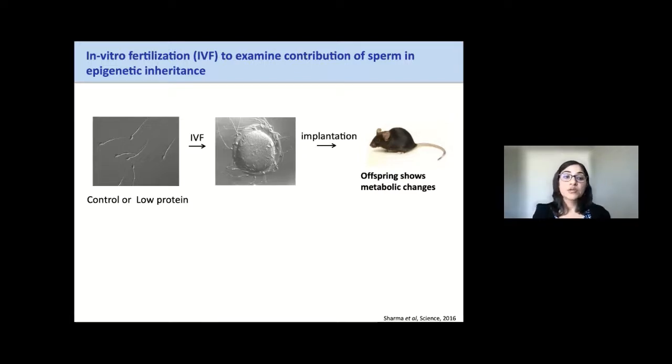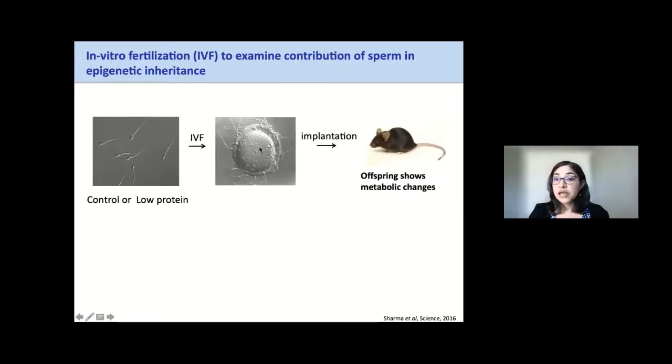So what we can do is collect sperm from a mouse which is on a control diet, like a normal diet, or a low protein diet, and get eggs from a female which is on a normal diet, and do in vitro fertilization. So now in this case, there are no other confounding factors. The only contribution from each parent is their gametes. So this is where in the lab we're able to get rid of all those confounding factors. We only take the sperm and the egg. The kids have never seen their parents in this case. They only get the genetic and the epigenetic information.